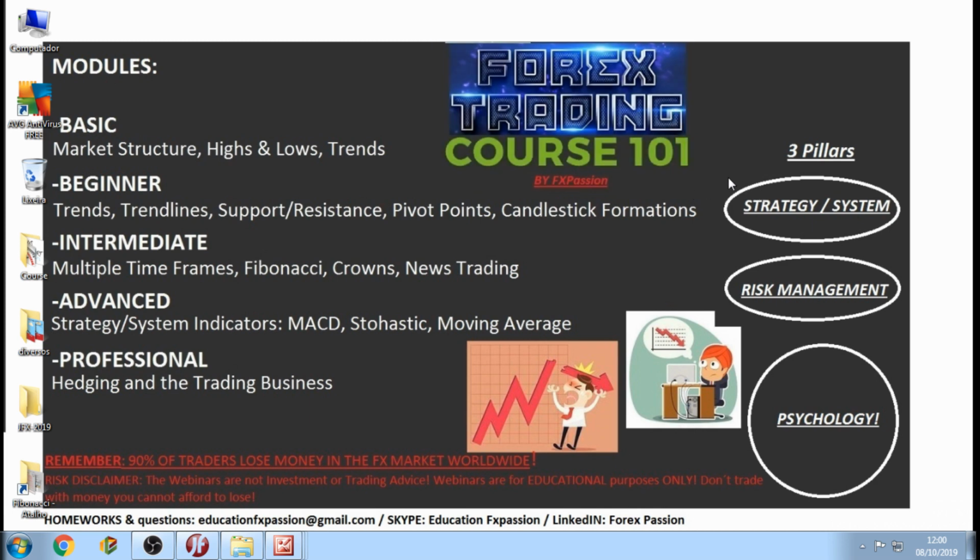Remember the three pillars. We are trying to build a strategy and/or a system. We are trying to understand how risk management works, and we are trying to understand how the psychology part works inside our strategy, inside our system.